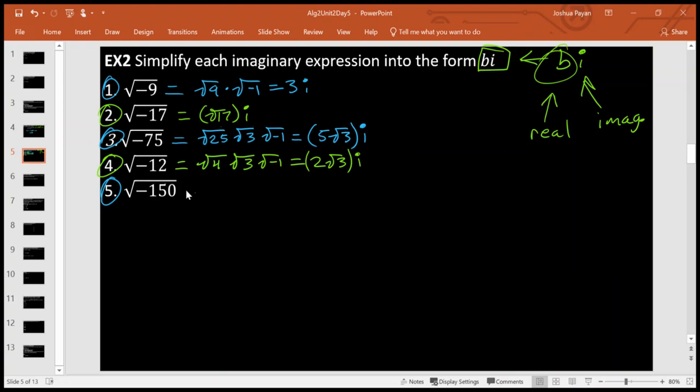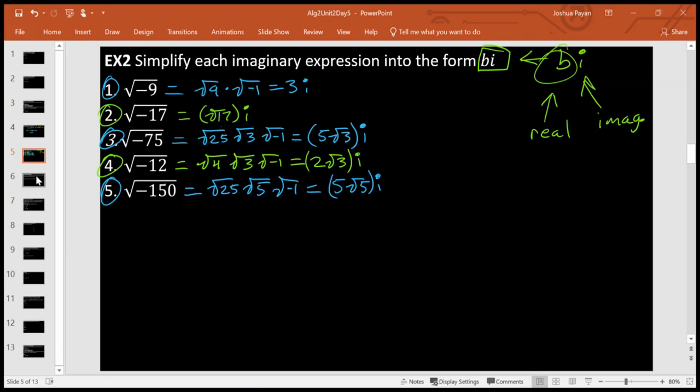And here, this is also factorable. I can do square root of 25 times the square root of 5. 25 times 5 gives me that 150. Again, we're always thinking of what are some perfect squares I can factor out. And then, of course, times the imaginary unit. And we end up with 5 square root of 5 times i.